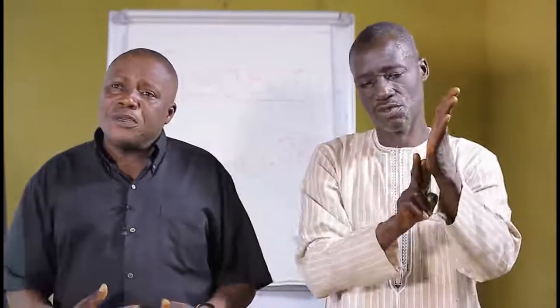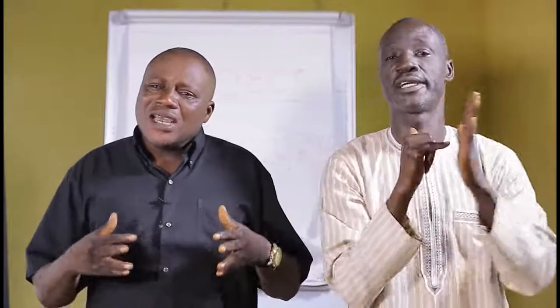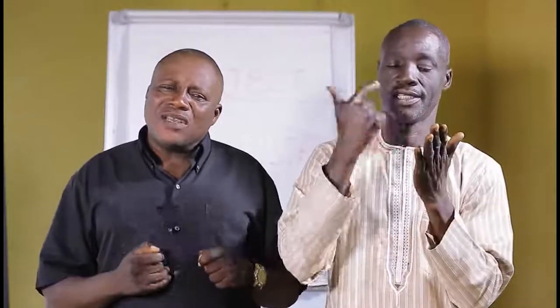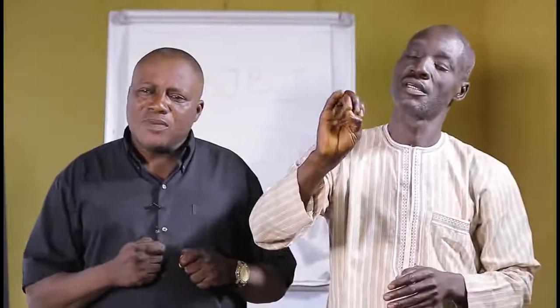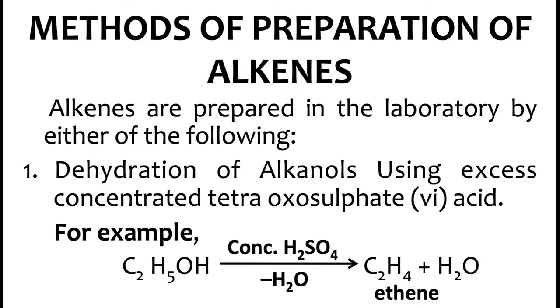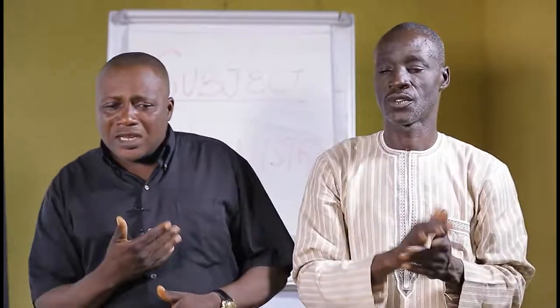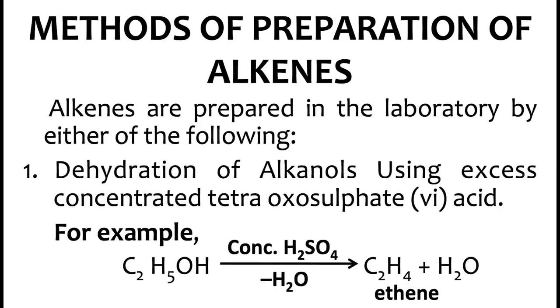Now, let us see how we prepare alkenes. The simplest member of the alkene family is ethene, like we mentioned. To prepare them, there are various methods, but for the purpose of this lesson, we are going to look at 3. The first one is dehydration of alkanol using concentrated tetraoxosulfuric acid. When we say dehydration, we are removing water completely from the ethanol. When you dehydrate it, you get your ethene and your water. The acid we are using should be concentrated tetraoxosulfuric acid.